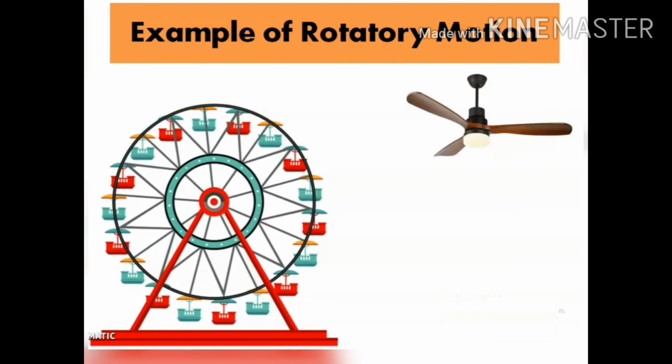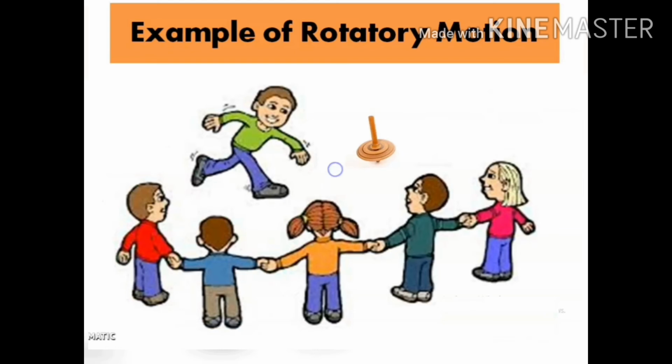Another example, motion of a giant wheel. Children, observe this picture. The children are playing with a top. So, rotation of a spinning top is an example of rotatory motion. Motion of wheels of vehicles is also an example, and the motion of a potter's wheel is another example.